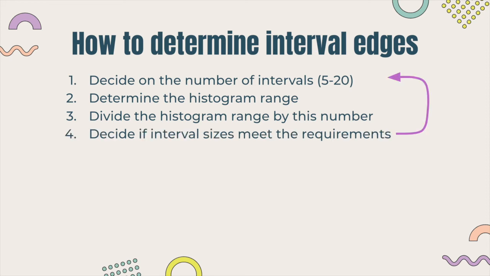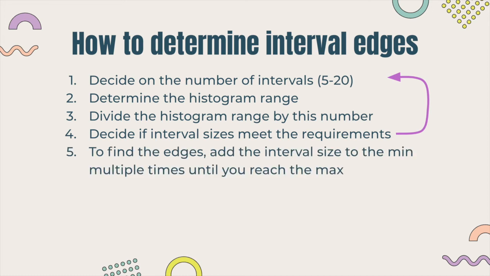If the granularity of the size of intervals is inappropriate to the granularity of the dataset, choose a number of intervals and the histogram range that results in a cleaner interval size. Lastly, to find the interval edges, we add the interval size to the min repeatedly until we reach the histogram max. Each of these intermediate numbers would be the edges to each interval.